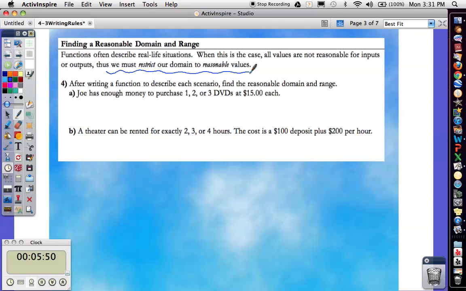You guys are used to this. You do this all the time. We've talked about it several times this year. You restrict values that make sense. Time can't be negative.